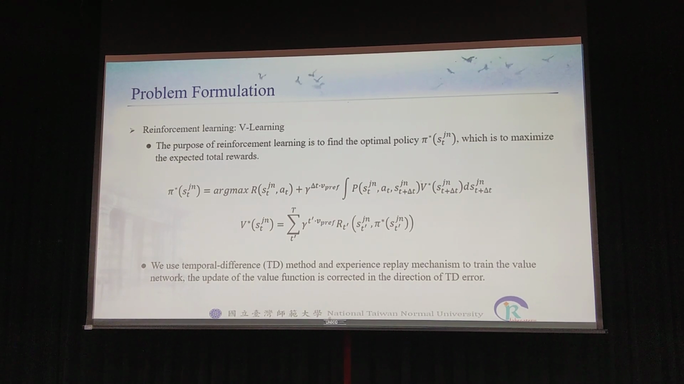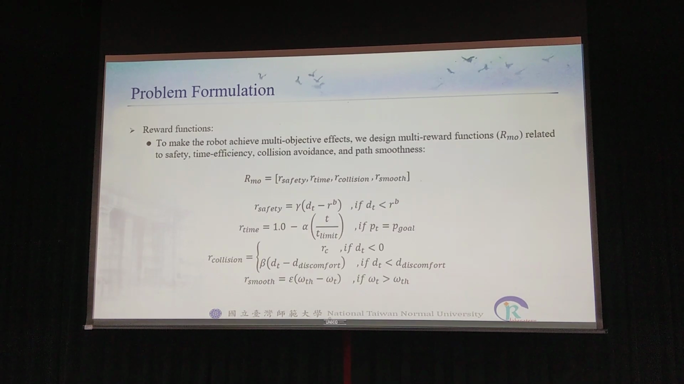And then we use the TD method and experience replay to train the value network. The update of the value function is based on the TD error. And then the reward function, so we want to make the robot smarter. We design a multi-objective reward function related to safety, time efficiency, collision avoidance, and path planning.